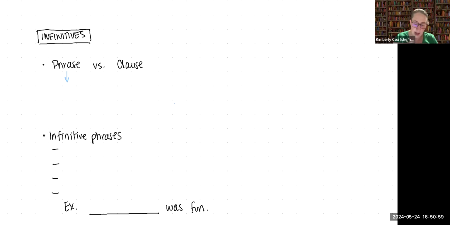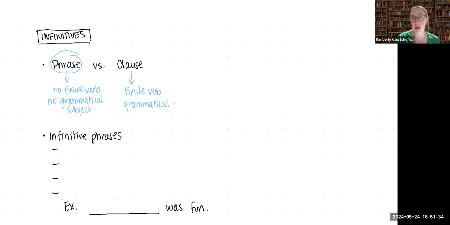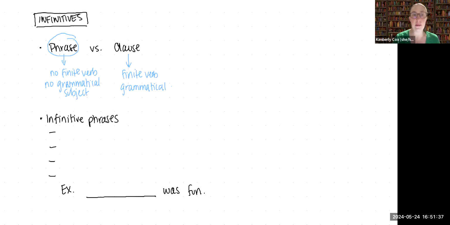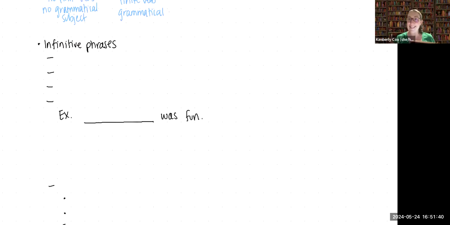So a phrase has no finite verb and no grammatical subject. Okay. Whereas a clause contains a finite verb and a grammatical subject. Okay. So that is why we are going to be talking about phrases rather than clauses in relationship to infinitives. So we're going to start by talking about infinitive phrases.